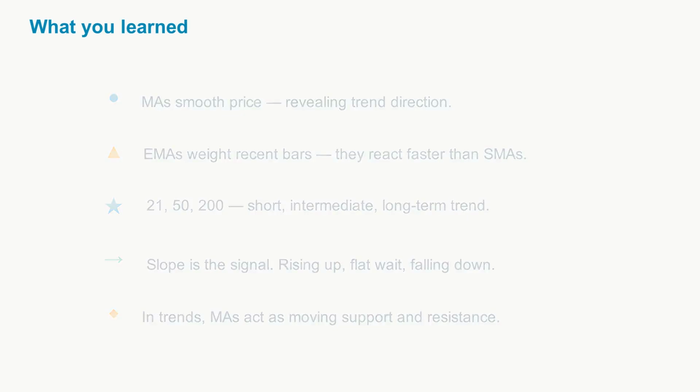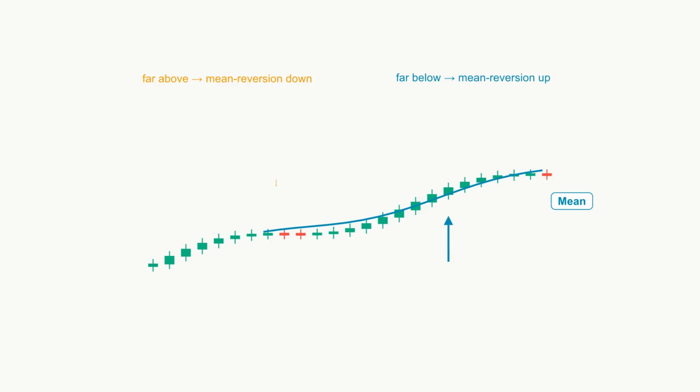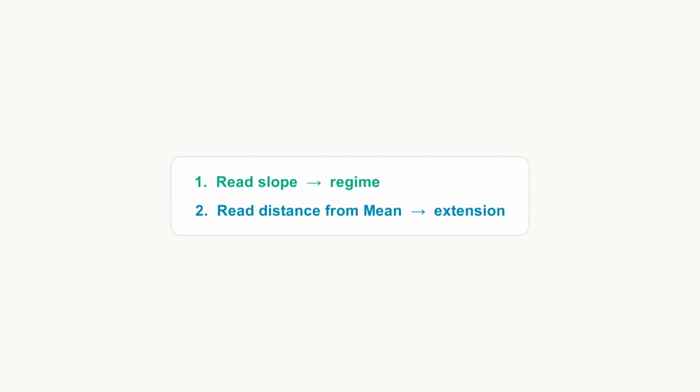Crossovers confirm bigger shifts. On ArcAlpha, every chart shows the daily 21 EMA as a line labeled mean. That's your anchor. Price extended from mean is price stretched from its average. Far above mean, potential for mean reversion down. Far below mean, potential for mean reversion up. Look at slope to know the regime. Look at distance from mean to know whether the move is fresh or stretched.